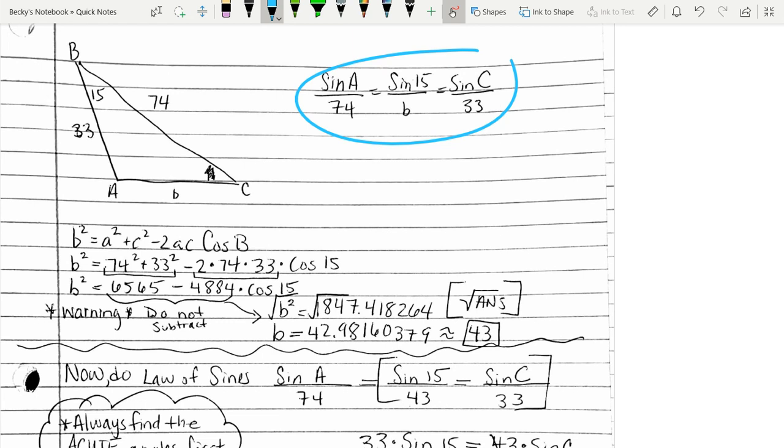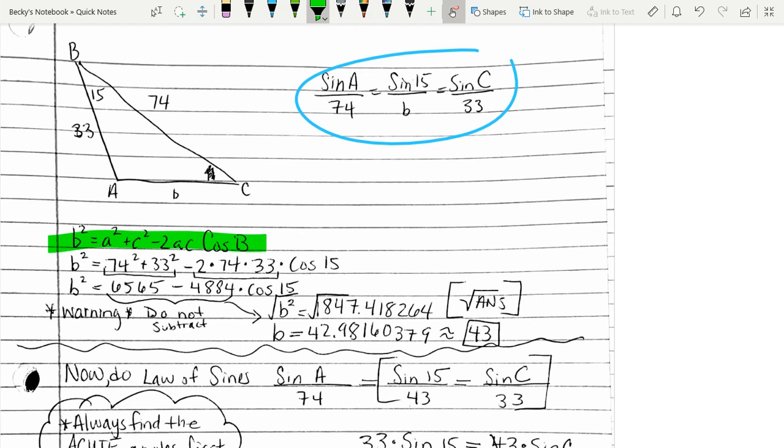The only side we're missing is side B, which is the same thing as side AC. Little b is what I'm referencing. So I'm going to use this formula that was on the first slide: b squared equals a squared plus c squared minus 2ac times cosine of angle B. We're going to grab these numbers right off the picture.